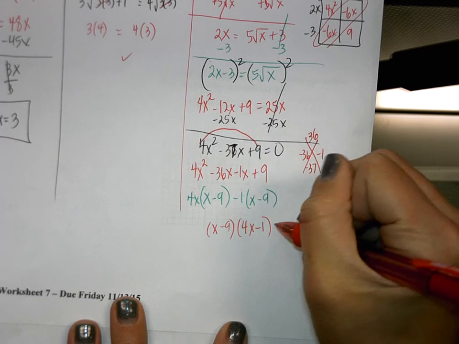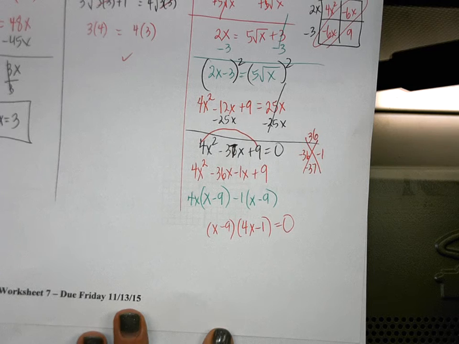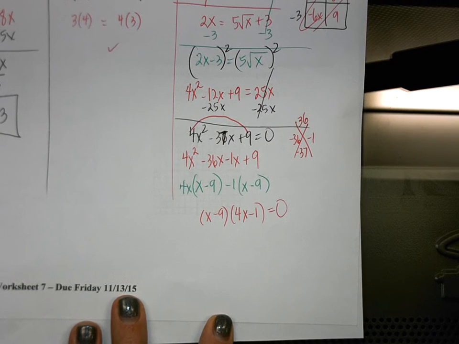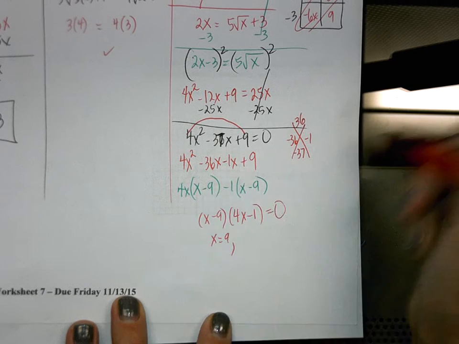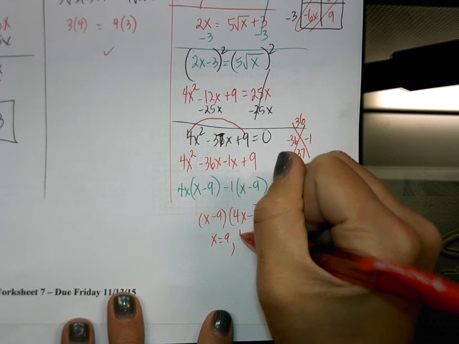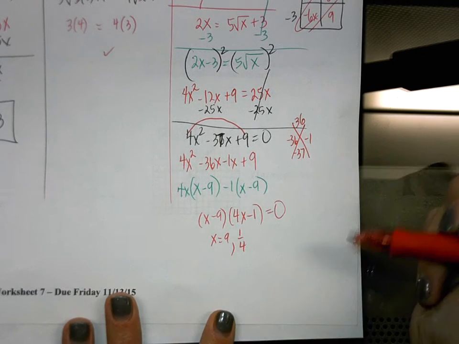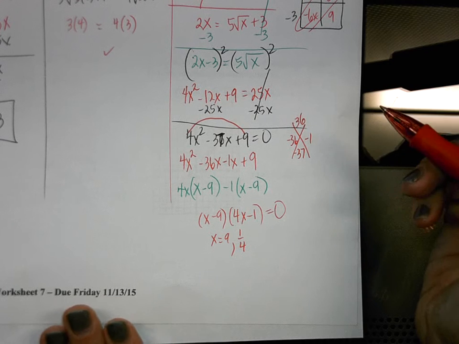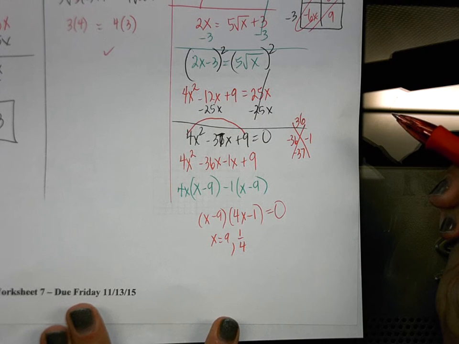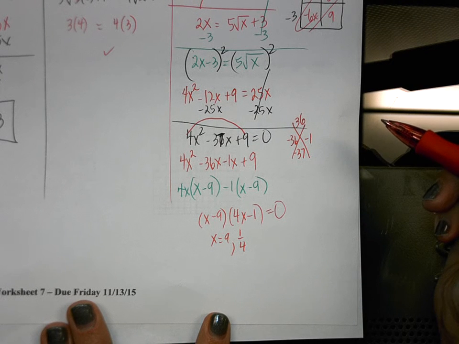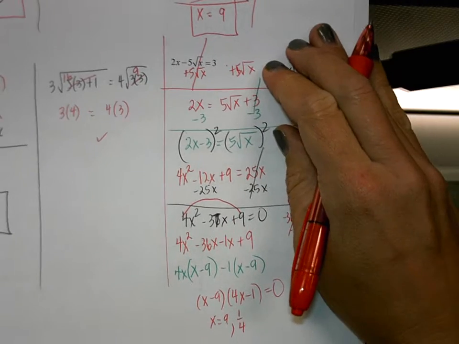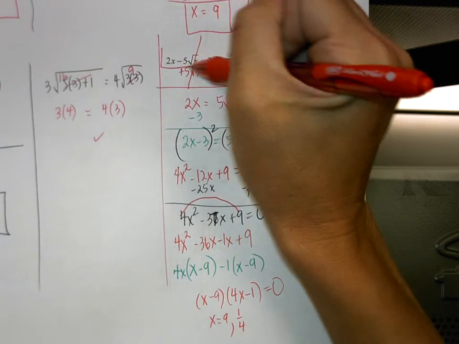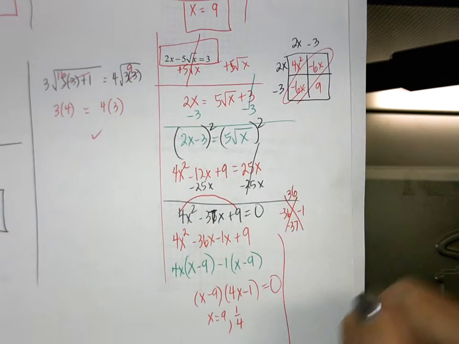And when we set that equal to 0, what does x equal? Positive 9 and positive 1/4. So since I have two answers, there is probably a good chance one of them is not going to work. So we're ready to check it out? Okay, so going back to our original problem, which is right here. Let's go ahead and start with 9.